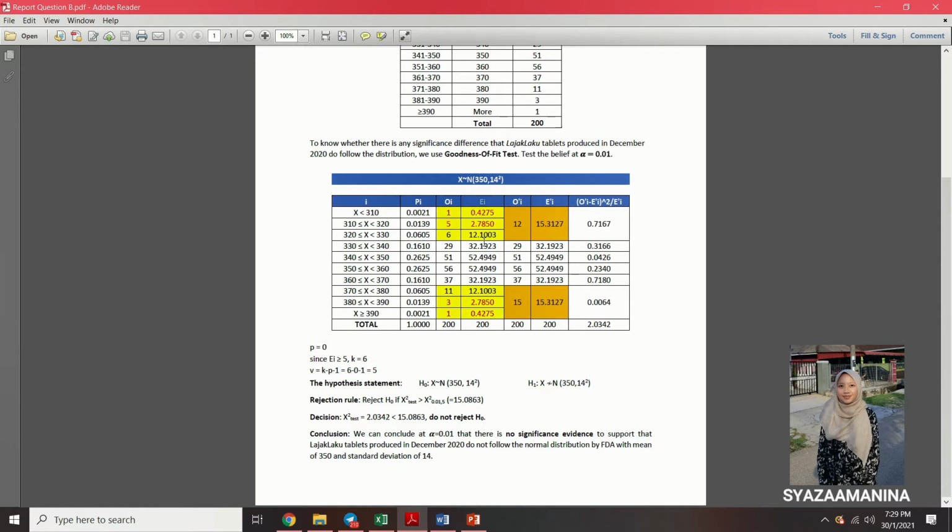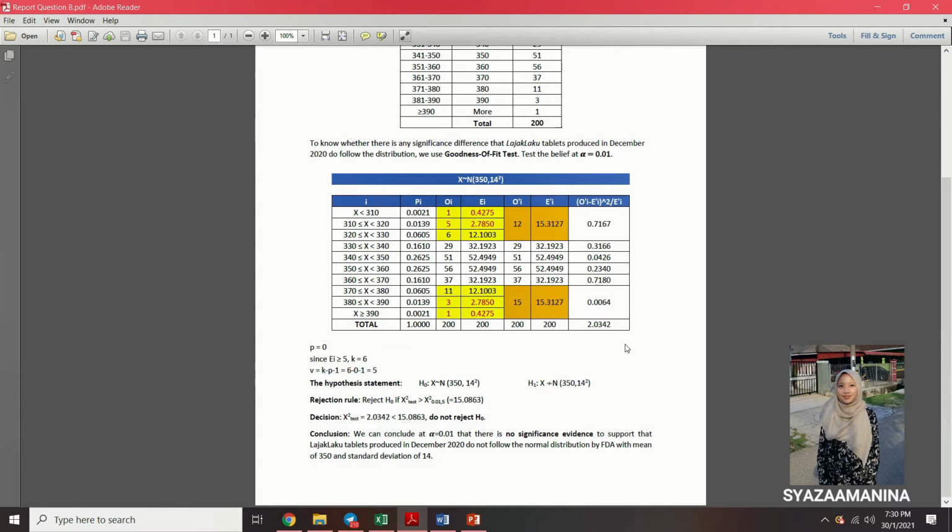As we notice from the values of Ei, the first, second, and the last two values are less than 5. So we need to combine them with their neighboring classes. Then we obtain the new Oi and the new Ei, and now the Ei all have expected values more than 5. Therefore, the number of classes k is equal to 6 and the degrees of freedom nu is equal to 5.